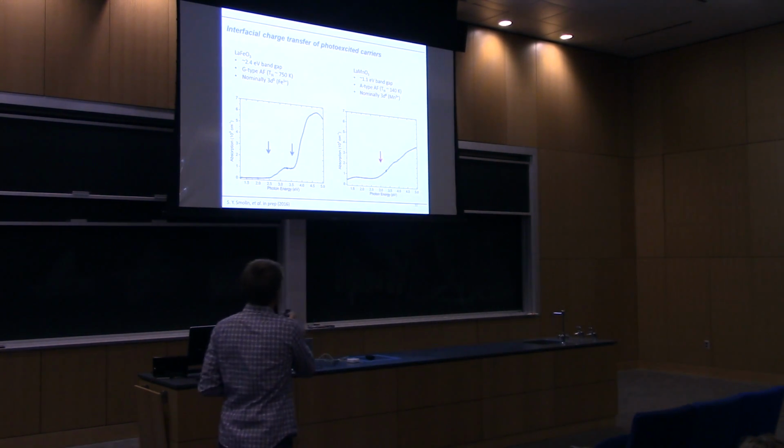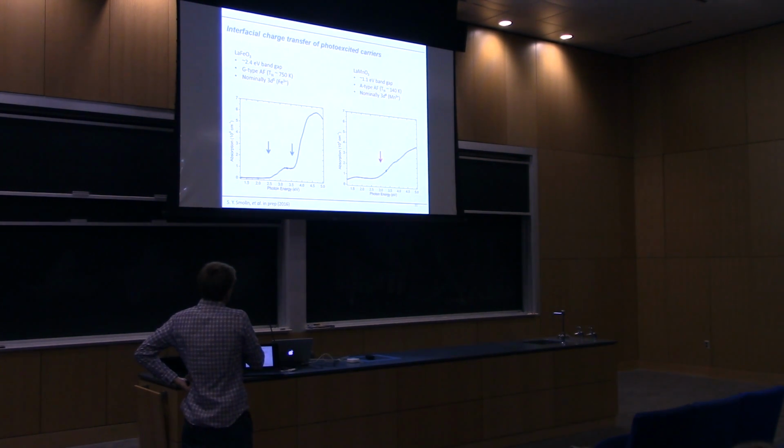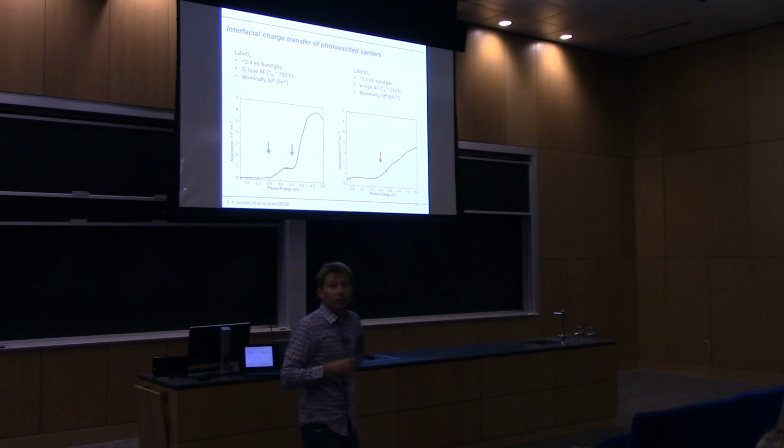Here's what the optical absorption looks like. You have this band gap here around 2.4 eV, and then there's this second transition that kicks in here around 3.5 eV. You'll see these show up in the transient absorption data.